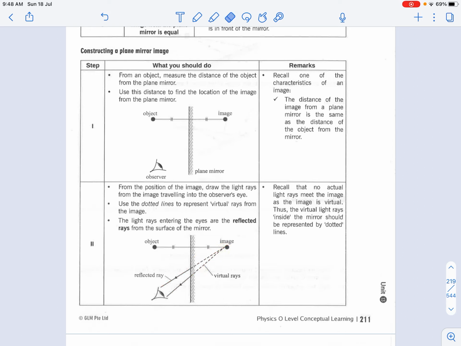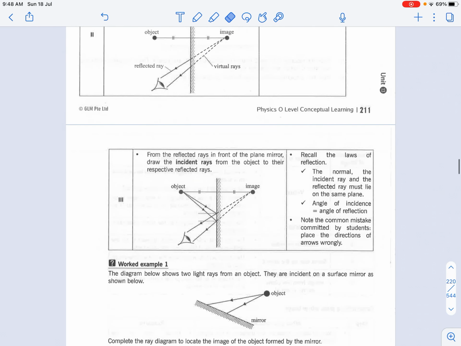Then next, after you've done that, the next step is to connect from the object to the point where the reflected ray touches the plane mirror. And last but not least, you have to indicate the direction of the arrows pointing towards the eye, because light enters into the eye and not the other way around. Okay, and this is one complete reflection ray diagram.